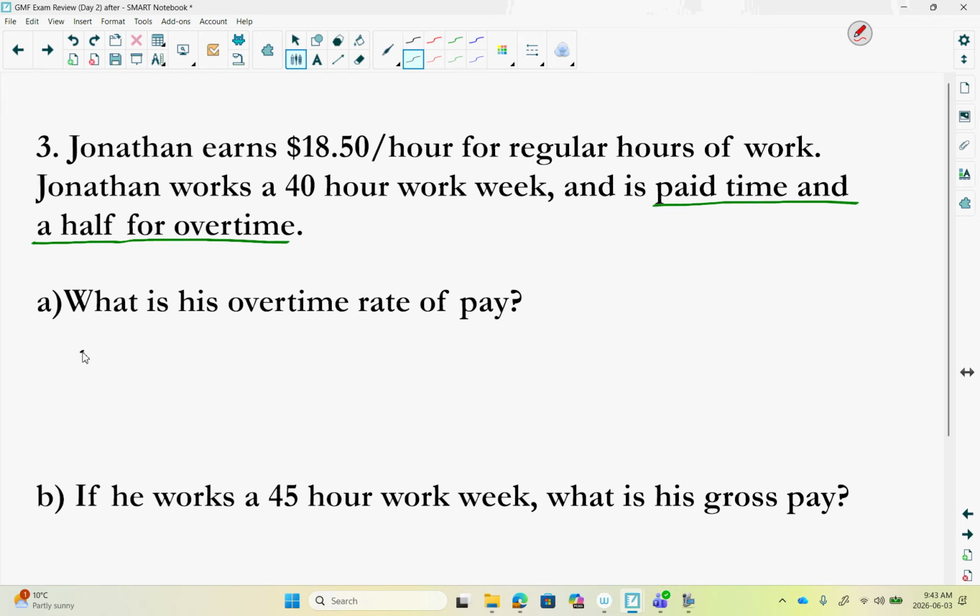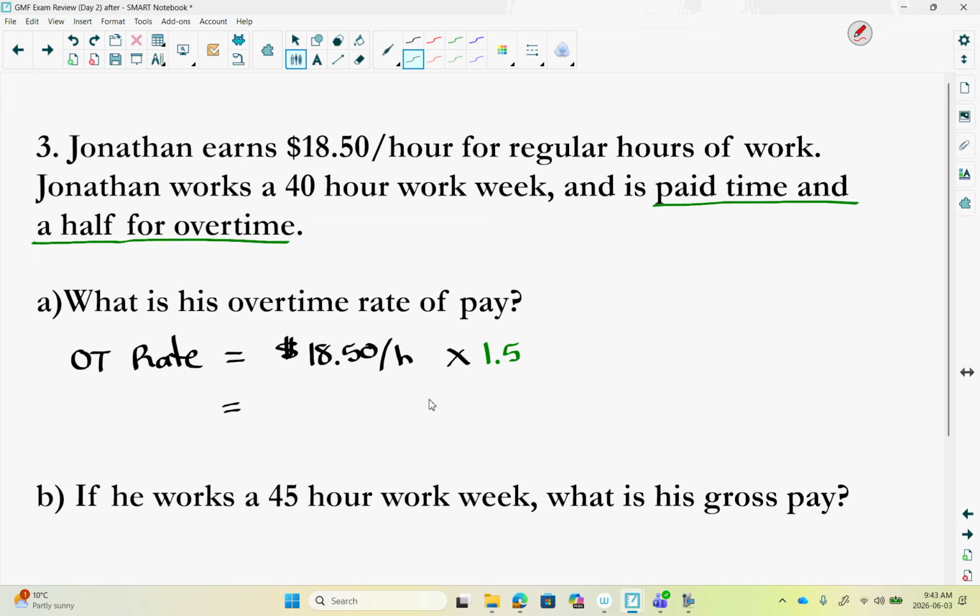So his OT rate is equal to his regular hourly wage, or his regular rate, $18.50 per hour. What do I have to multiply that by if he gets paid time and a half? 1.5. Excellent. What if it said he was paid double time? I'd double it. I'd multiply it by 2.